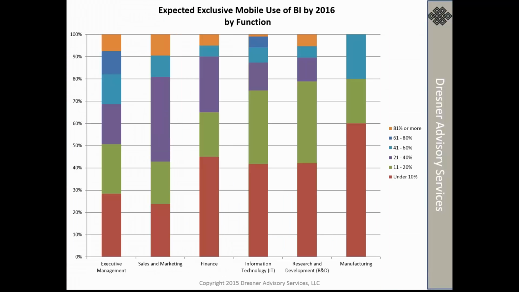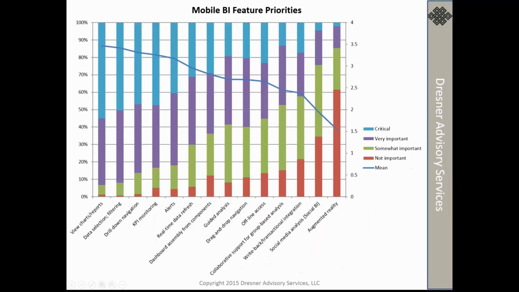Now, if we look at this by function, this should come as no surprise. Once again, executive management and sales and marketing top the list as those that are most likely to be exclusive mobile BI users by 2016. All right, so let's move on now, and let's take a look at feature priorities.